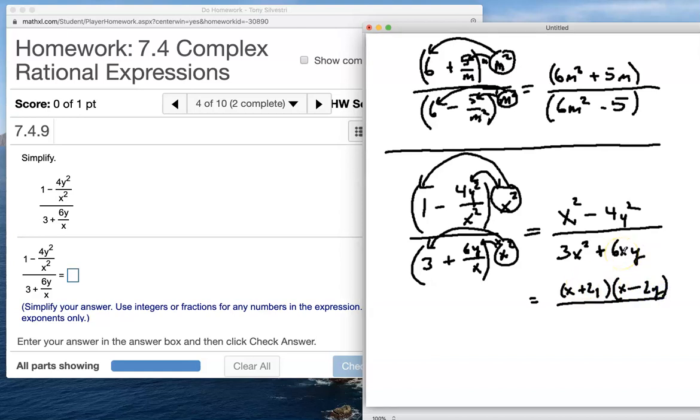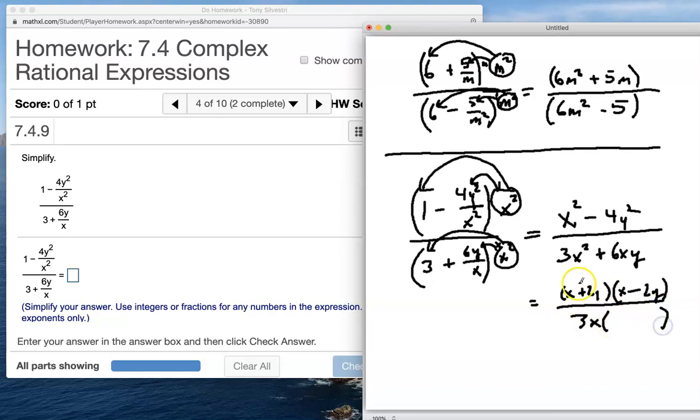The bottom. What can we do with the bottom? You know what we can do with the bottom? I can pull out a 3. I can pull out an x. And we're left with, when I pull out a 3 and an x, 3 goes into 3 once. x squared, we pulled out 1x, leaves you with an x. Plus, 3 goes into 6 2 times. I pulled out the x, and it leaves me with the y. Now again, multiply through, you'll convince yourself that that's right.